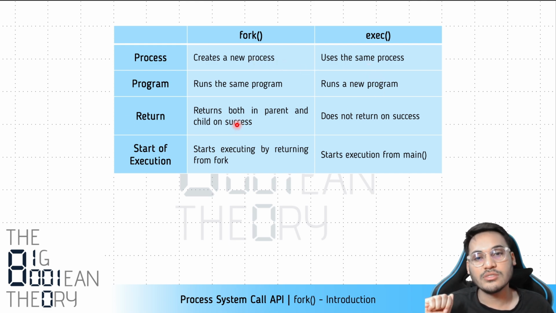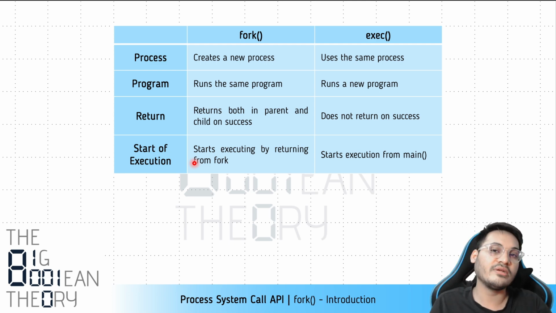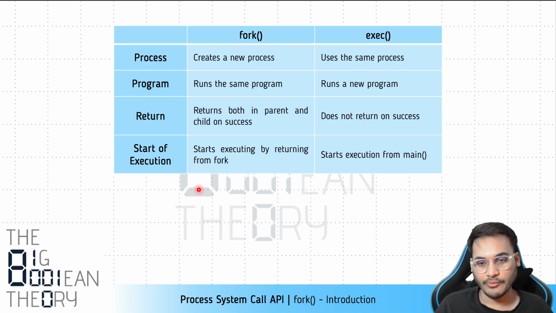So fork returns twice, once in parent and once in the child. Exec does not return in successful execution and starting of execution. So fork starts execution right after returning from fork, right? So basically, when there is a fork statement in the child process, execution will not start from main. It will start from the point after the fork statement. Whereas in exec, the execution starts from main. So these are some of the basic, important differences that we discussed in that video.